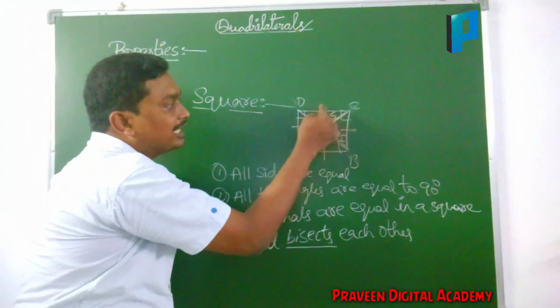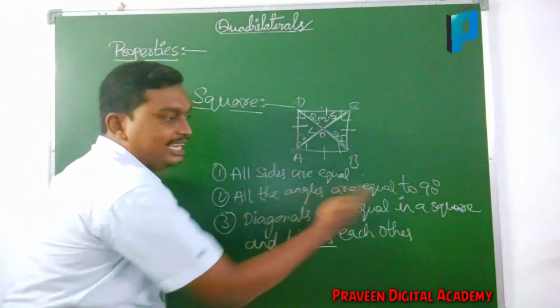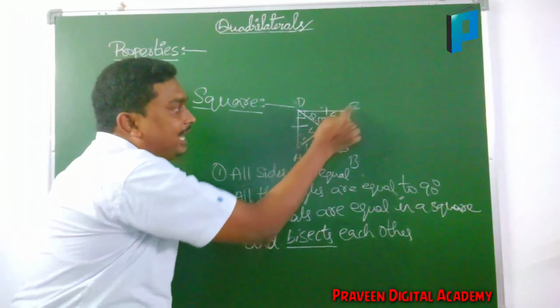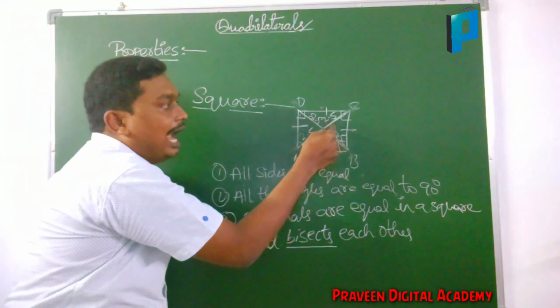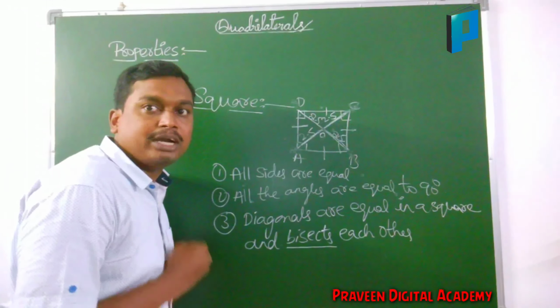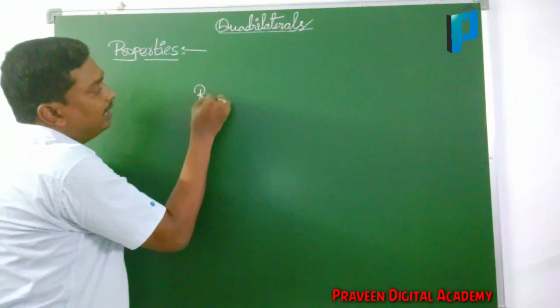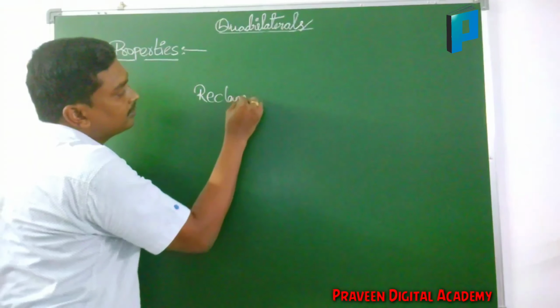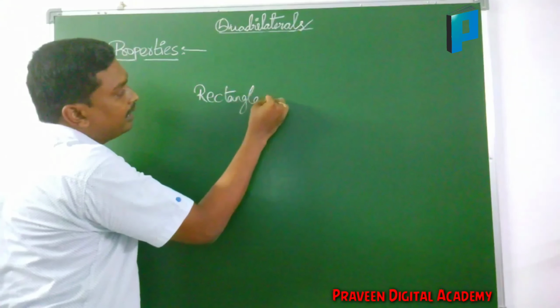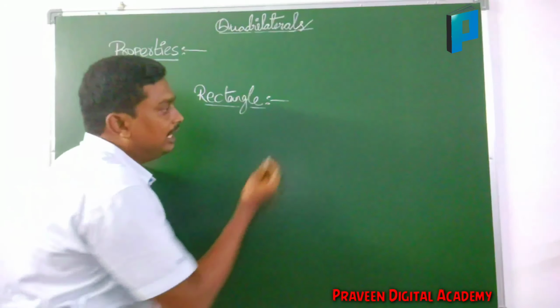All sides are equal in a square. Each angle is 90 degrees in a square. Diagonals are equal and bisect each other. These are the properties of a square. Let us go for rectangle. Rectangle is also a quadrilateral.